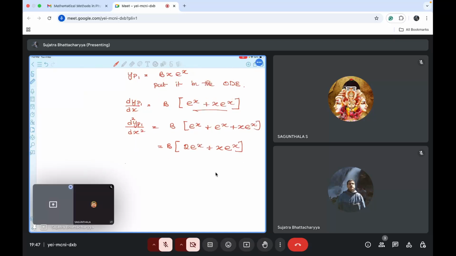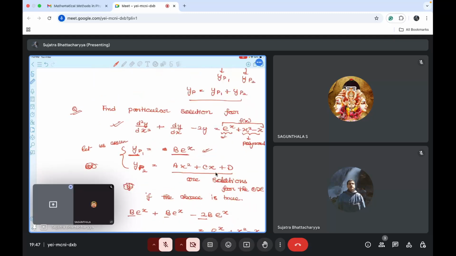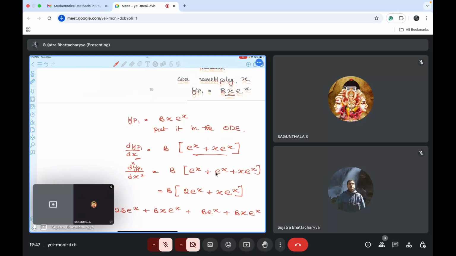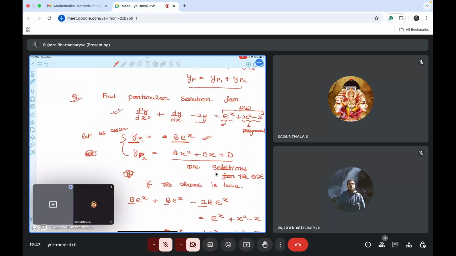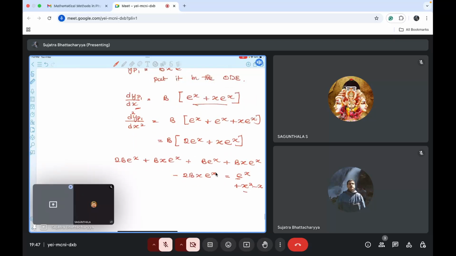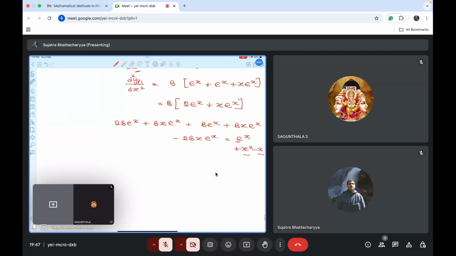Fine. So if you now put it in the equation, then what will happen? It will be 2b e to the power x plus bx e to the power x, plus b e to the power x from dyp1 by dx plus bx e to the power x. Now finally, minus 2y, so minus 2bx e to the power x, which is equal to e to the power x plus x square minus x. So only e to the power x has to be considered because there is no x square minus x on the left hand side. Okay, so 2b plus b is 3b, that's all.